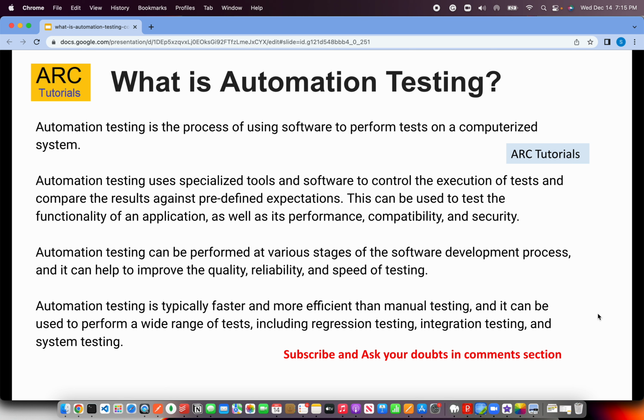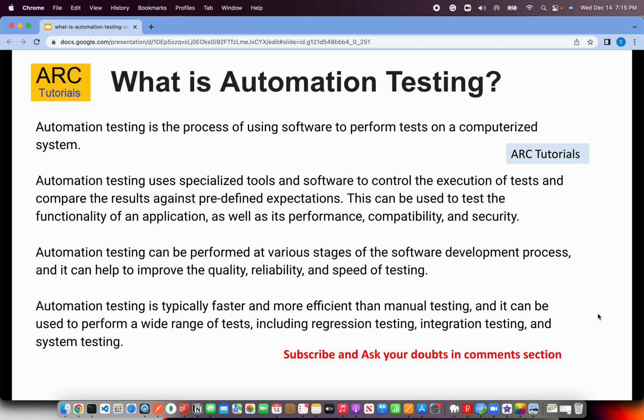Automation testing is the process of using software to perform tests on a computerized system. Automation testing uses specialized tools and software to control the execution of tests and compare the test results against predefined expectations. It can be used to test the functionality of an application as well as its performance, compatibility, and security. Automation testing can be performed at various stages of the software development process.